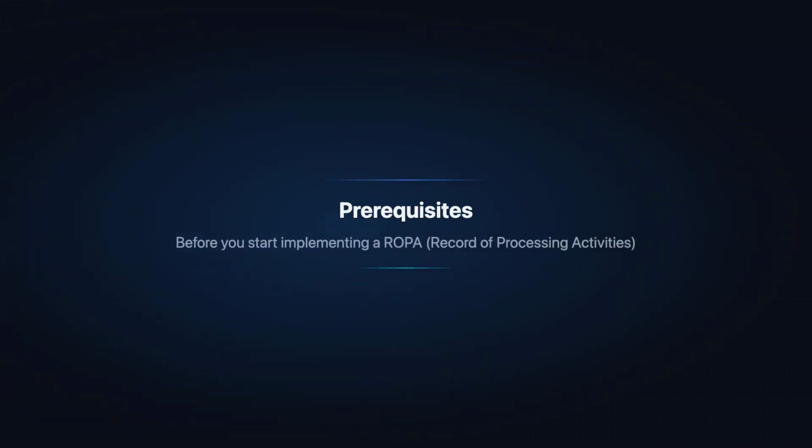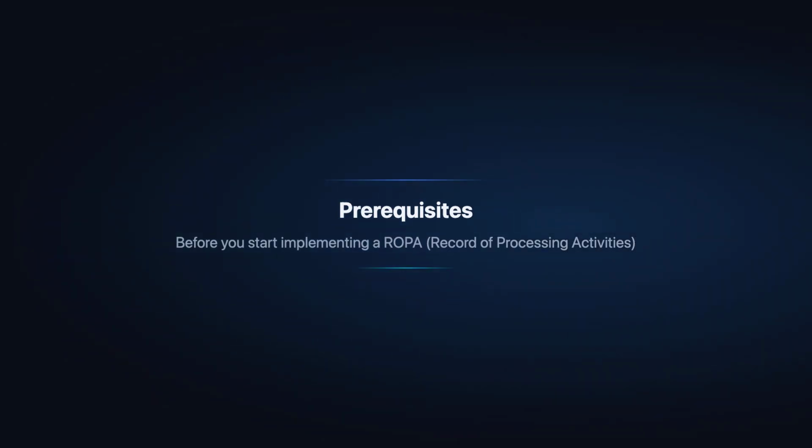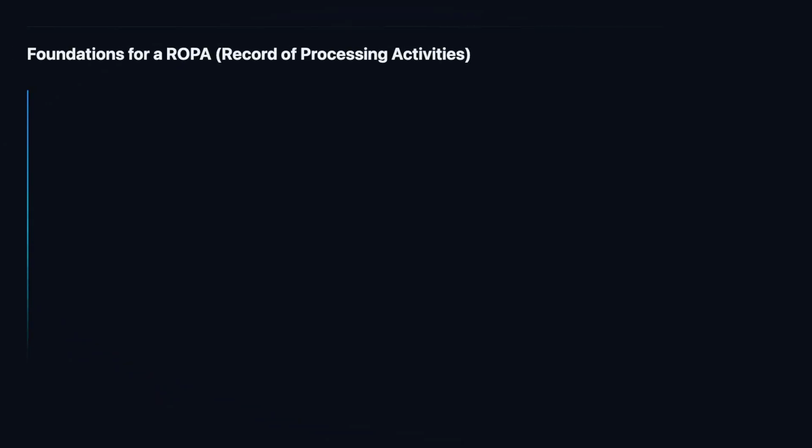Before the first task on the implementation plan, get the prerequisites right. These 4 foundations decide whether a ROPA, record of processing activities, succeeds. A ROPA needs an executive sponsor who will make decisions, unblock the team, and own the outcome. Without one named person, the project drifts.